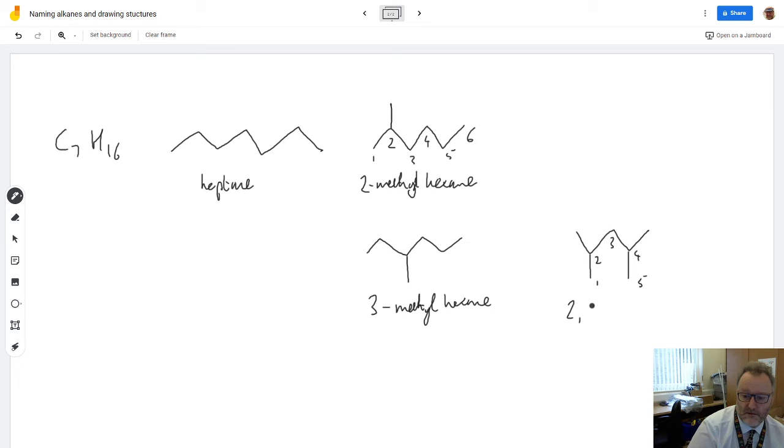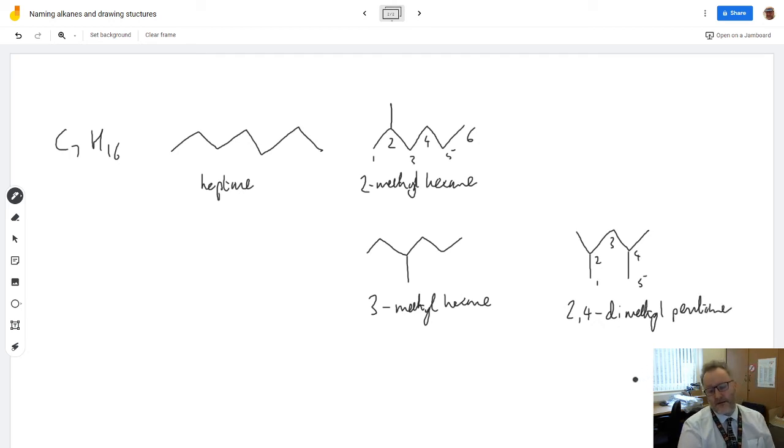So this would be 2, 4, and because there's 2 methyl groups, we now need to put di in front. If it was 3, it would be tri, and if it was 4, it would be tetra. 4's uncommon because carbon only forms up to 4 bonds. So di methyl pentane. So 2,4-dimethylpentane would be that one. Okay.